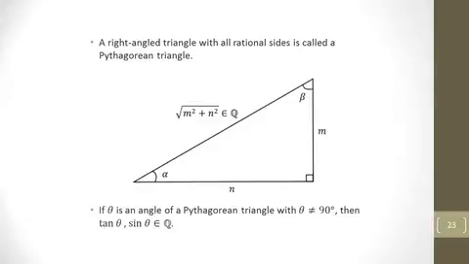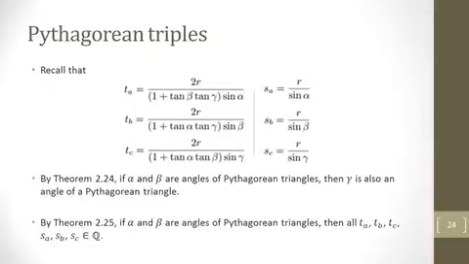And we then define a right angle triangle with all rational sides as a Pythagorean triangle. If theta is an angle of a Pythagorean triangle with theta not equal to 90 degrees, then tangent theta and sine theta will be rational. And by Theorem 2.24, if alpha and beta are angles of Pythagorean triangles, then gamma is also an angle of a Pythagorean triangle.